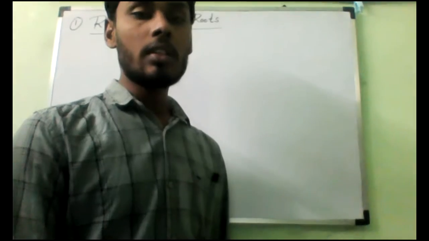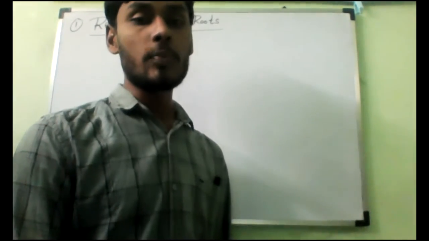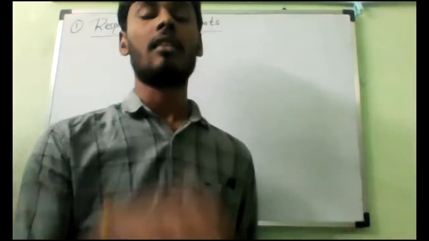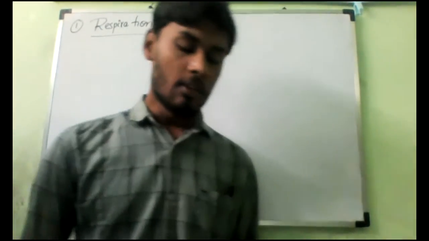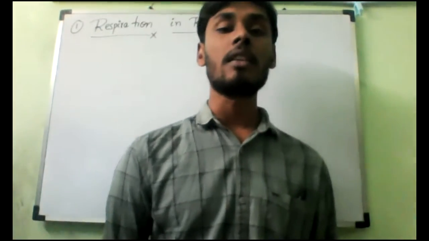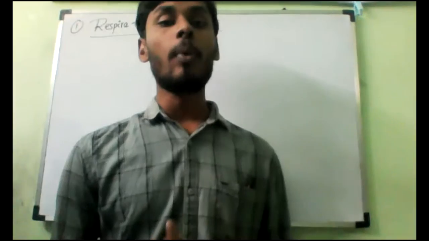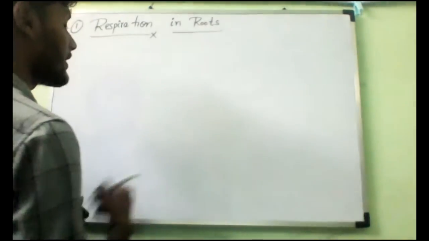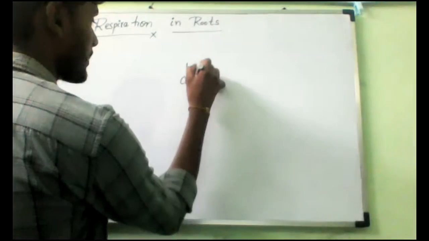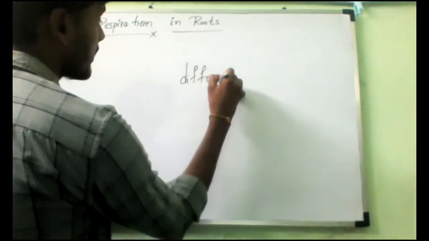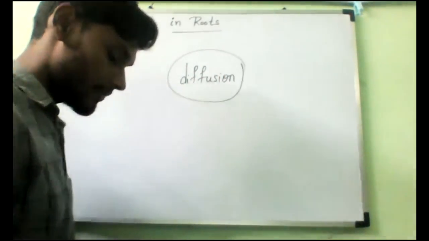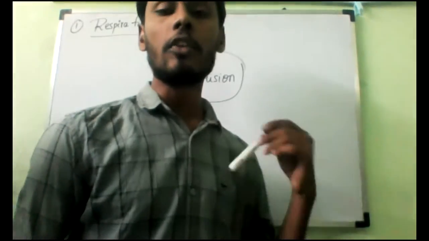Understand? So in these roots of the plants, they will take the oxygen required for respiration from the air which is present in between the soil particles. By what process will they take oxygen? By the process called diffusion. Supply of oxygen in plants is by the process called diffusion.